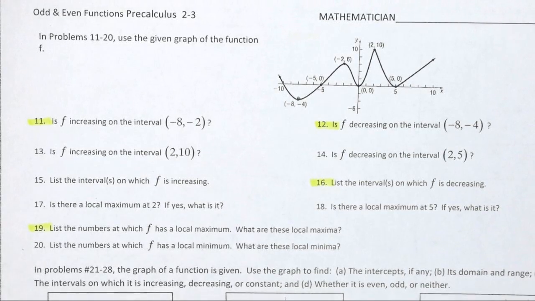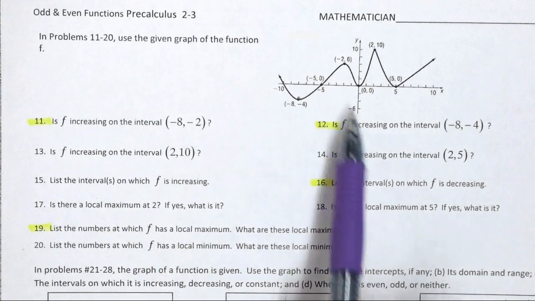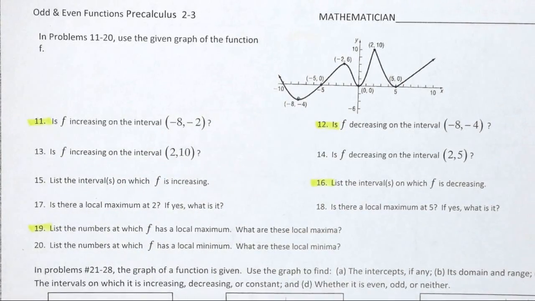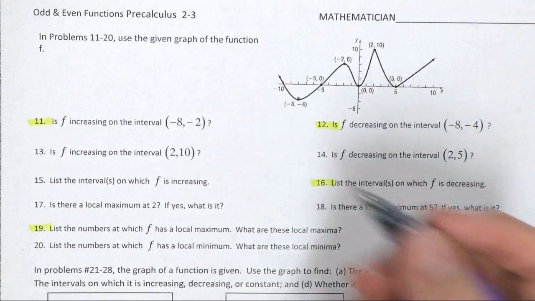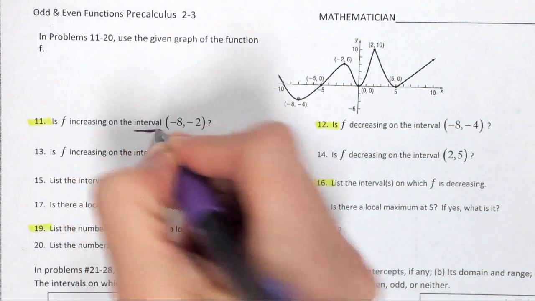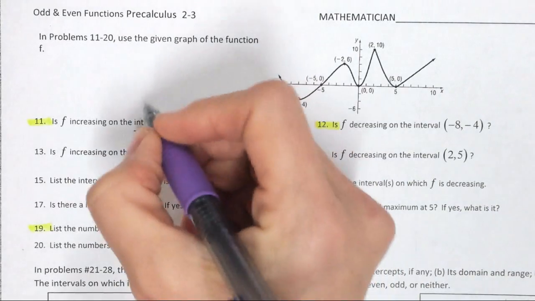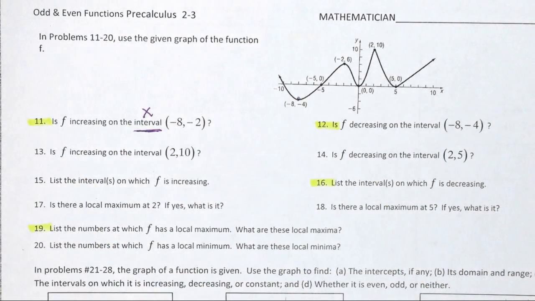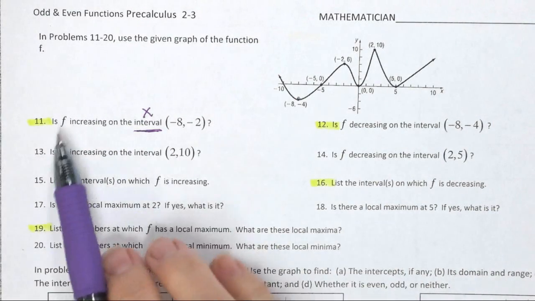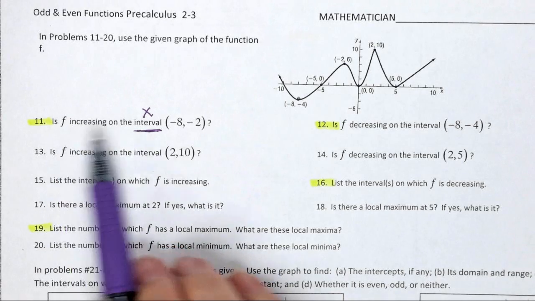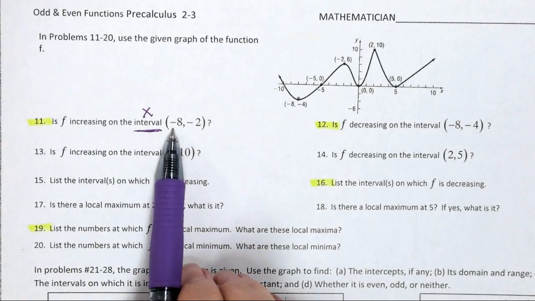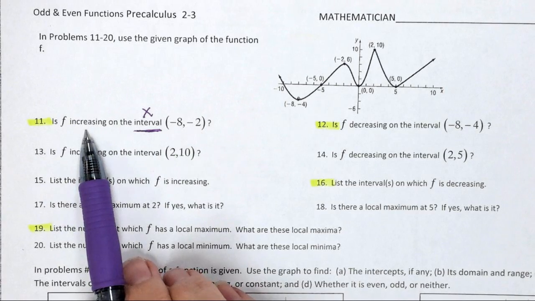It's tickly. Okay, so worksheet 2-3. Here we go. We're going to do together 11, 12, 16, and 19. So 11 is using the word interval again. So go underline the word interval and remind yourself that that means the x's. So what they want to know is on this graph, F, on the interval -8 to -2, is it increasing?